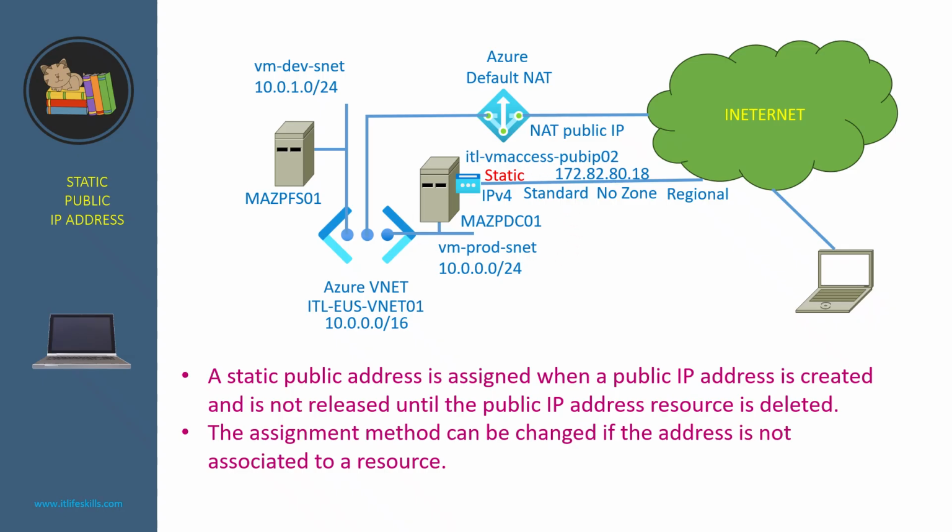MAZ-PDC01. And no matter the status of MAZ-PDC01, for example, rebooting, shutdown, deallocated, pub IP02 still has the same public IP address 172.82.80.18, and the public IP address is only released when we delete pub IP02. And when we disassociate pub IP02 from MAZ-PDC01 like this, we can convert the pub IP02 from static to dynamic.